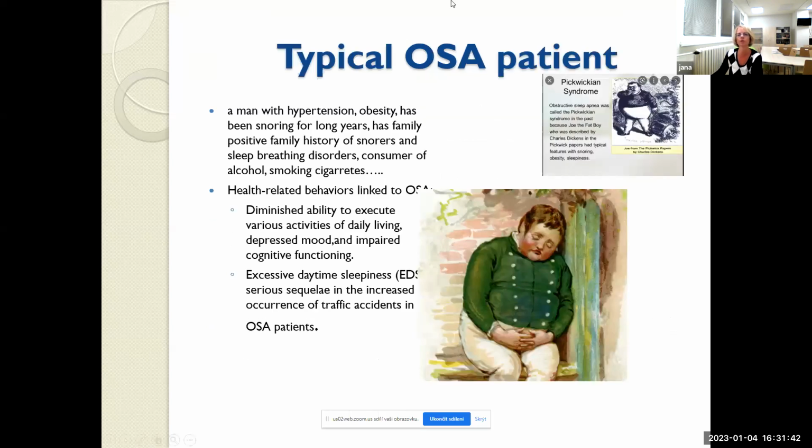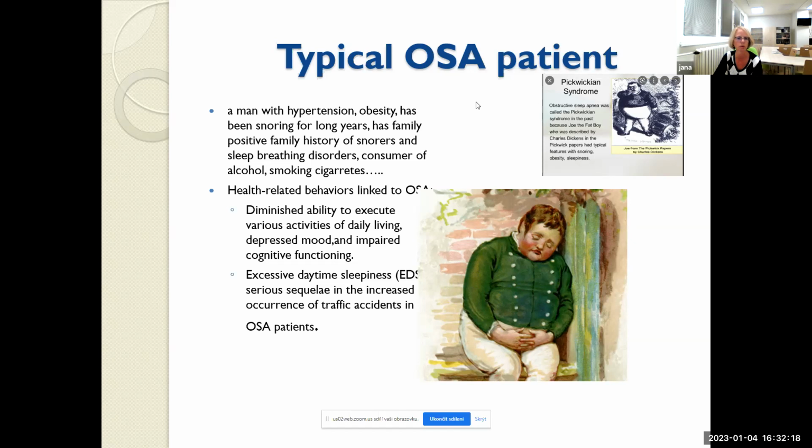Who is the typical OSA patient? You can see this one is a guy called Jack. Is the one you could know from the book by Charles Dickens, The Pickwick Papers. And that's why we call it Pickwickian syndrome. It's a typical OSA patient, a man with hypertension, obesity, he has been snoring for long years, his family is positive, has family history of snorers, and sleep breathing disorders could be like, they can say, I have several times during the night sort of dyspnea.